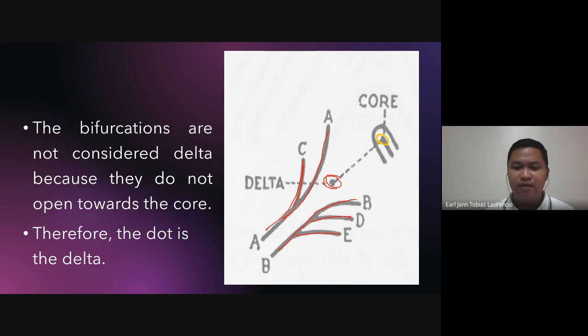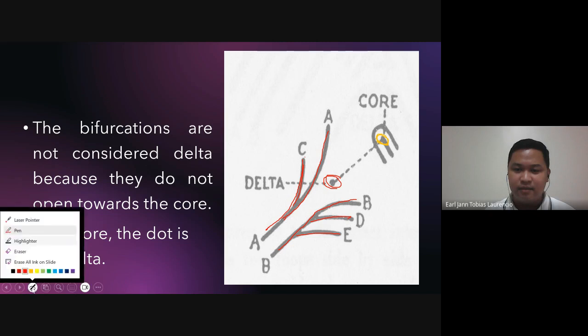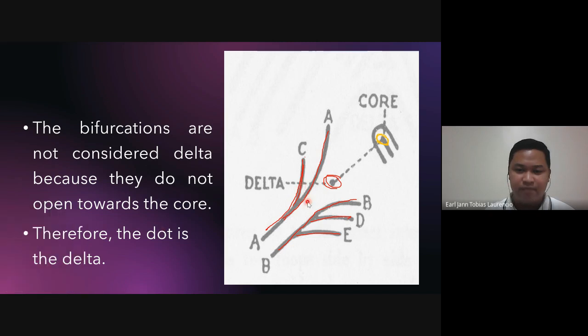Now, in our example, the one being pointed at by the laser pointer is a bifurcation. But the opening of the bifurcation is not towards the core, but rather it goes upward. Okay? So it doesn't open towards the direction of the core of the pattern. So we will not select that one as the delta of the pattern.